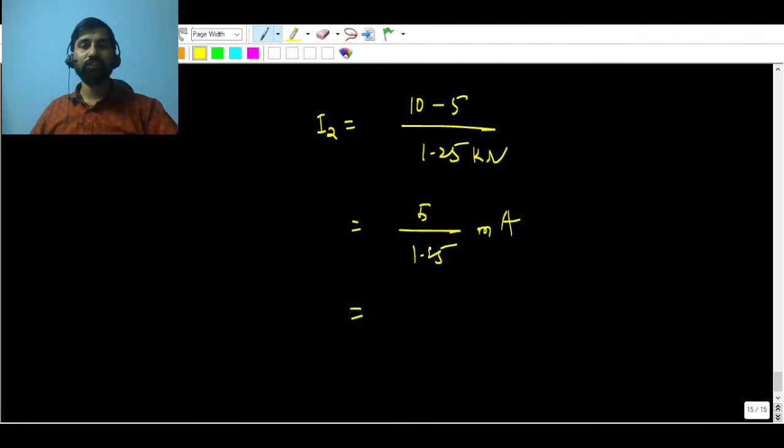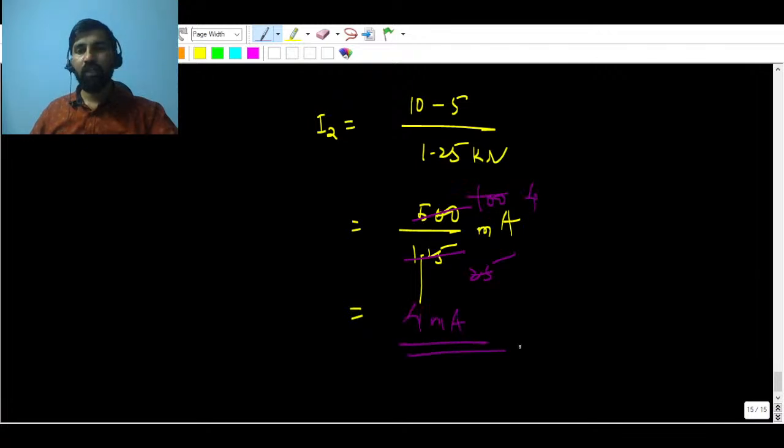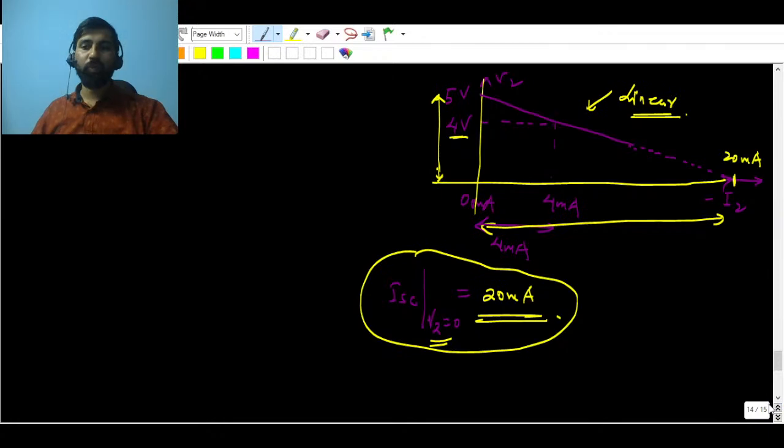Further you can calculate. If you calculate this, it will be 0 0, right? And now you can further compute. I think you can calculate 5 and I think this will be 4. So the answer is going to be 4 milliampere. They are asking up to 1 decimal, so 4.0 will be the answer for this question.